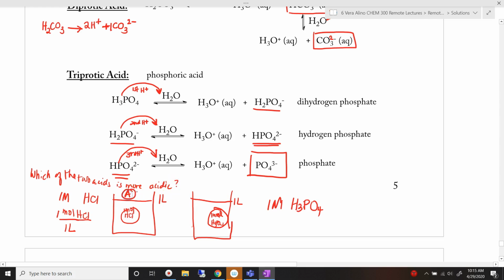Is it A or is it B, the solution that has phosphoric acid? I'll give you a moment, hit pause for a bit in order to think this out. But the answer actually is no. It doesn't imply that, because having 3 protons does not mean that you are more acidic than an acid that only has 1 proton, or is monoprotic.